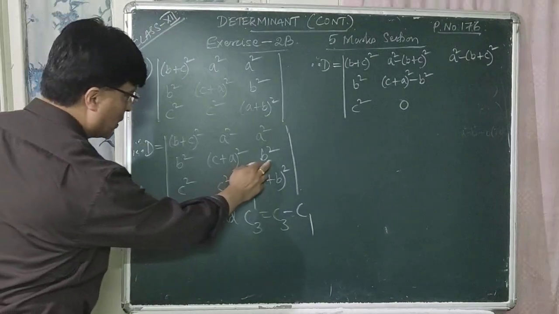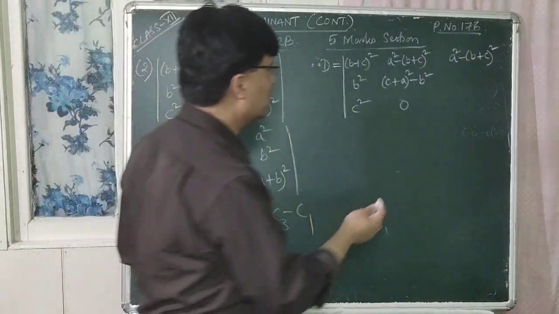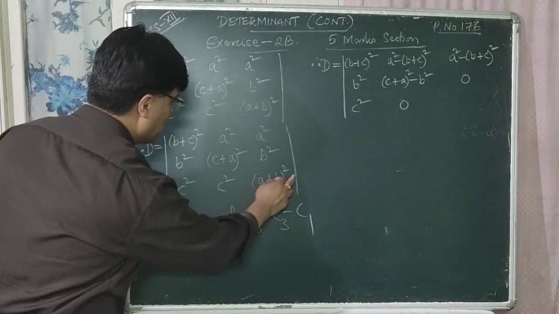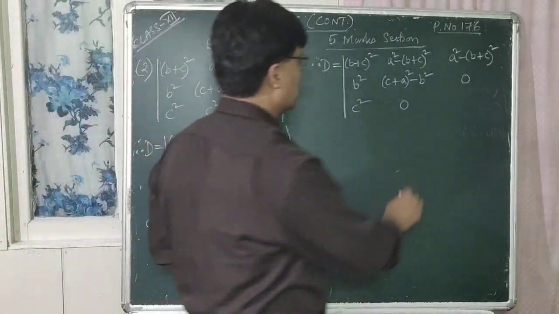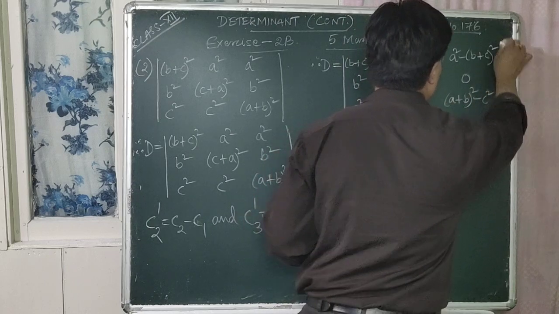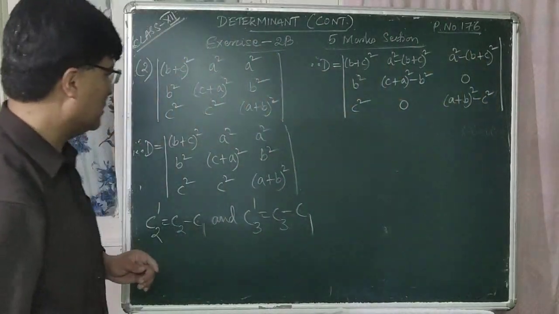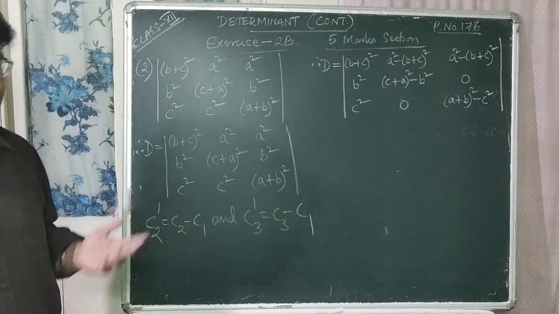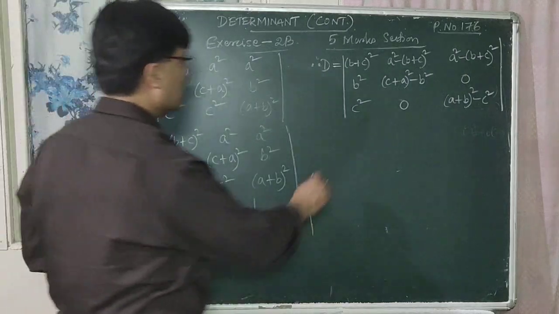Next, what is B square minus B square? That is also 0. Next, A plus B whole square minus C square. So it is A plus B whole square minus C square. So here, second column and third column are changing, right? So let us simplify it.